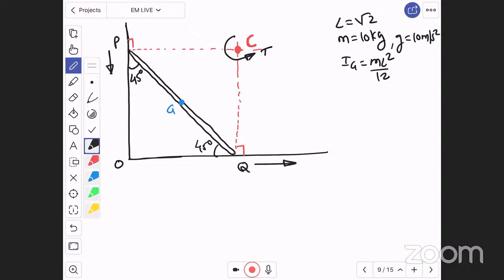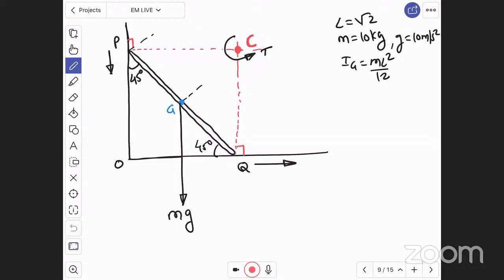Now at G, the mass is acting, that is, mg is acting vertically downward at G point. And the length of rod is √2. Therefore, half length, that is P to G distance, will be √2 by 2, and G to Q distance is root 2 by 2. टोटल डिस्टेंस रूट 2 है ना, आधा आधा चला जाएगा, राइट.